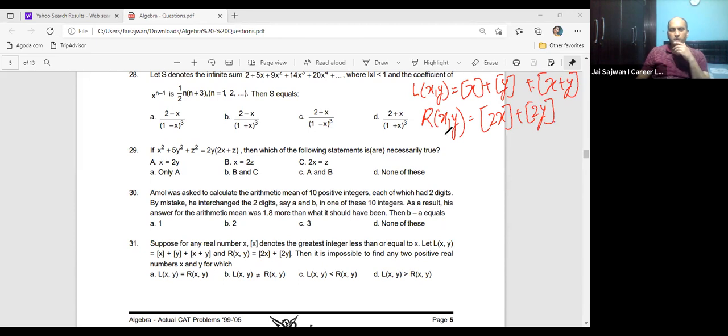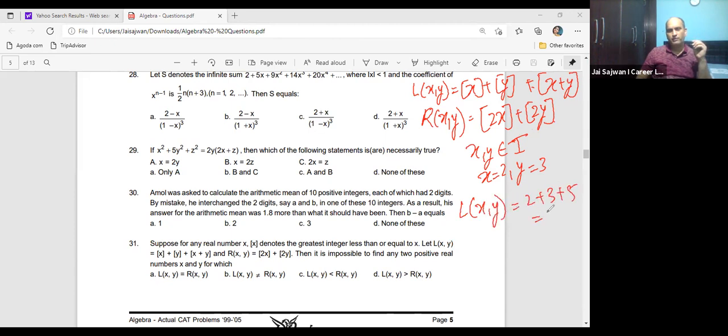So what I do is, first case is all of them are integer. Both x and y belong to integers. ले लो आप कोई number, x is 2, y is 3. I know Lxy is coming out to be what? 2 ka 2, 3 ka 3, 2 plus 3, 5, which comes out to be 10. Rxy will come out to be twice of 2 plus twice of 3. That comes out to be 10, which is also satisfied.